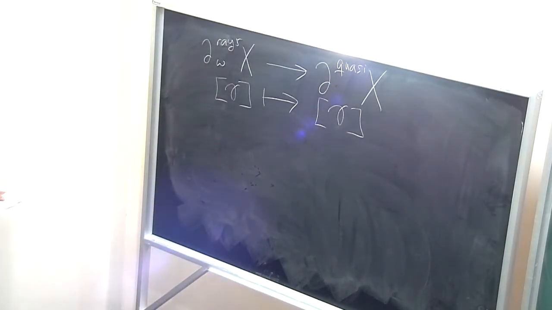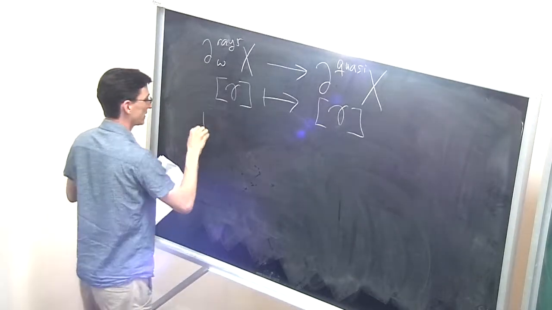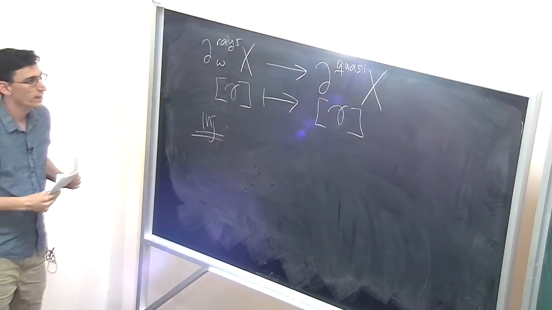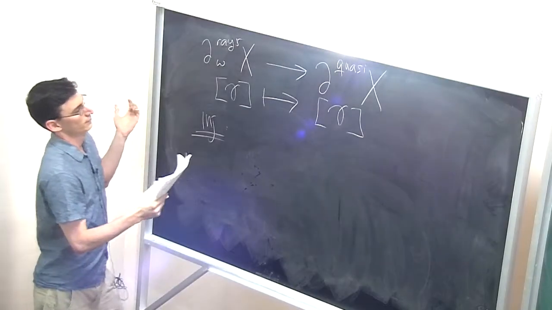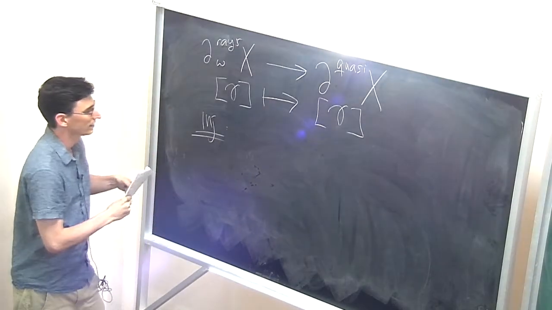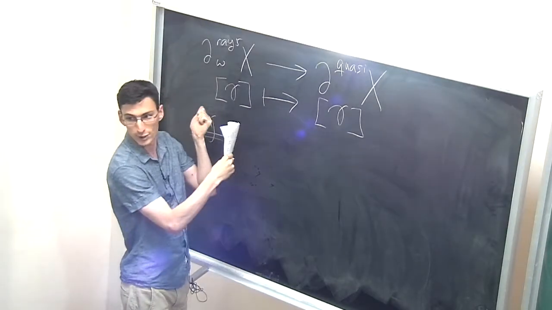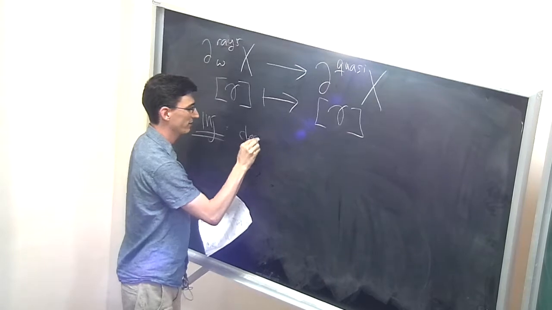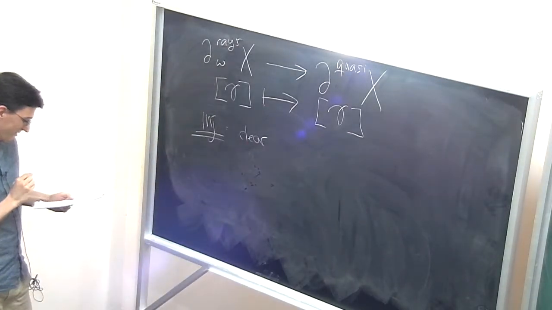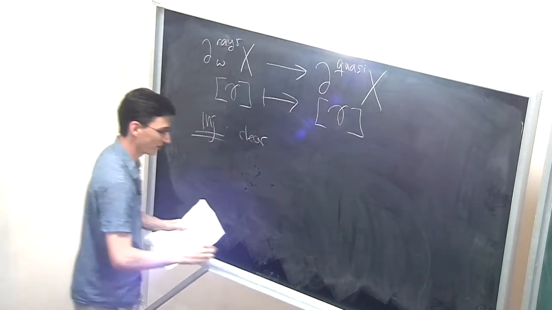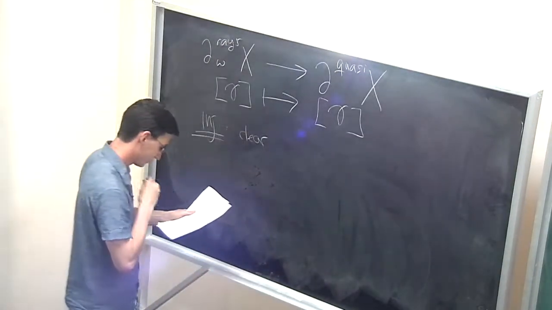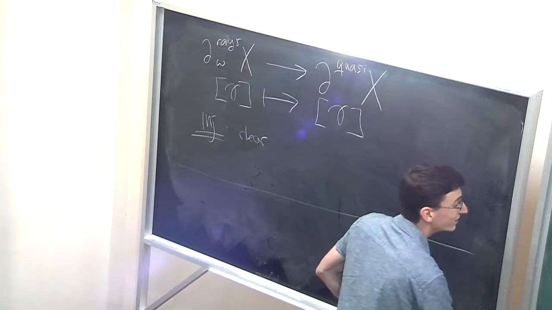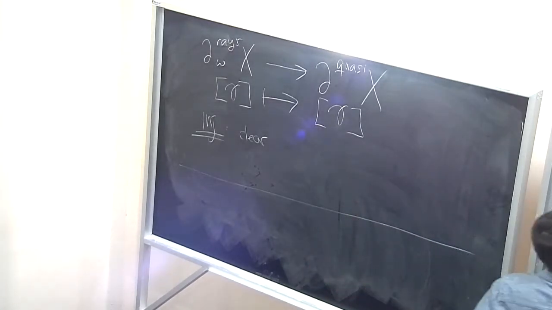Step 1 is injectivity. If they're close over here, they were already close over here, because they're literally the same thing. So this we'll say is clearish. Then onto.